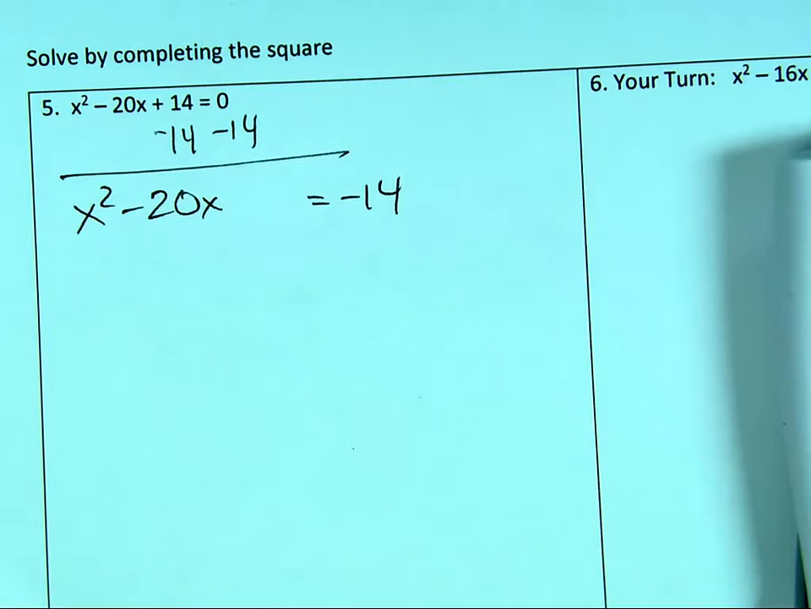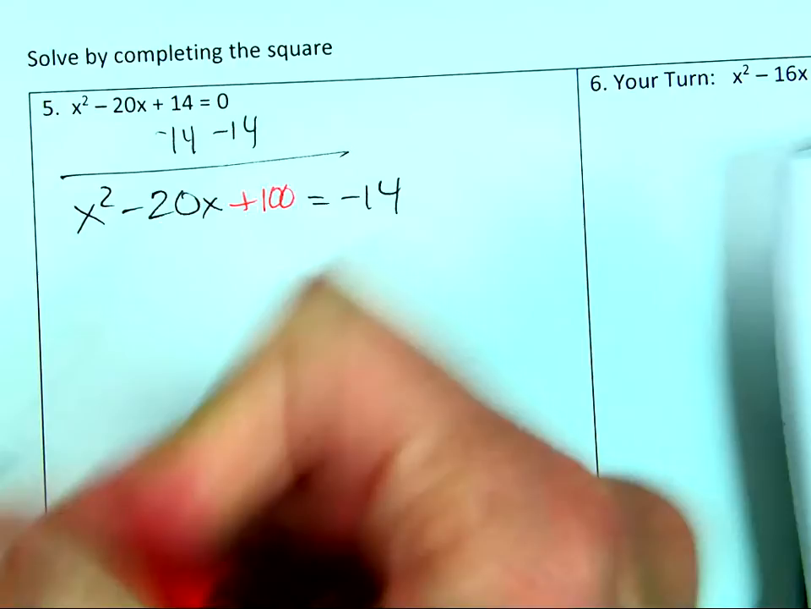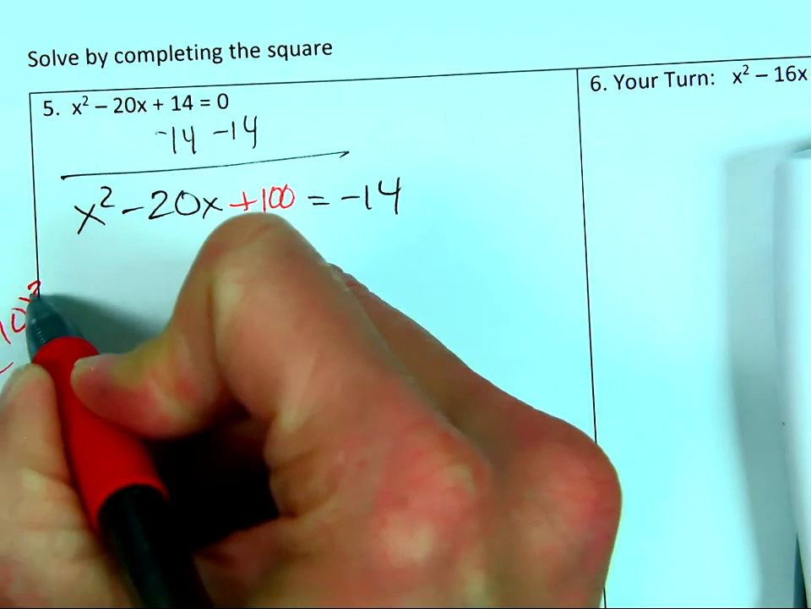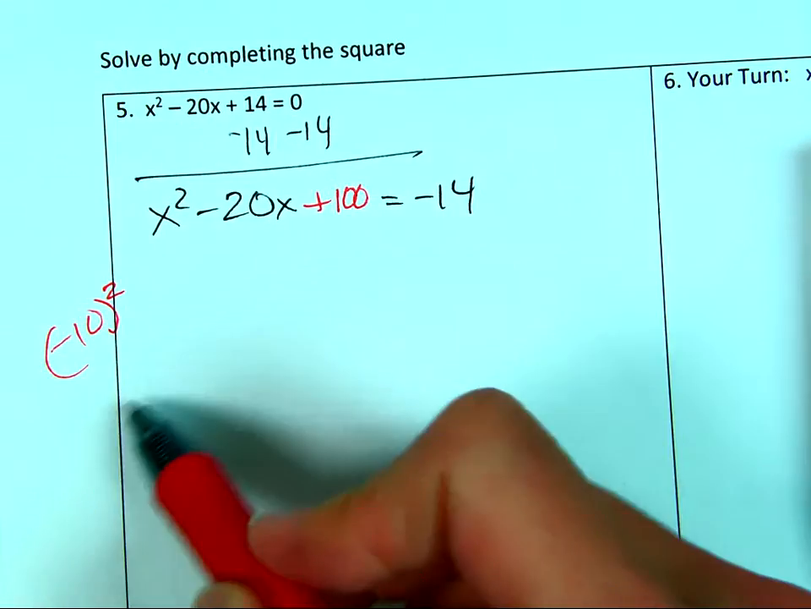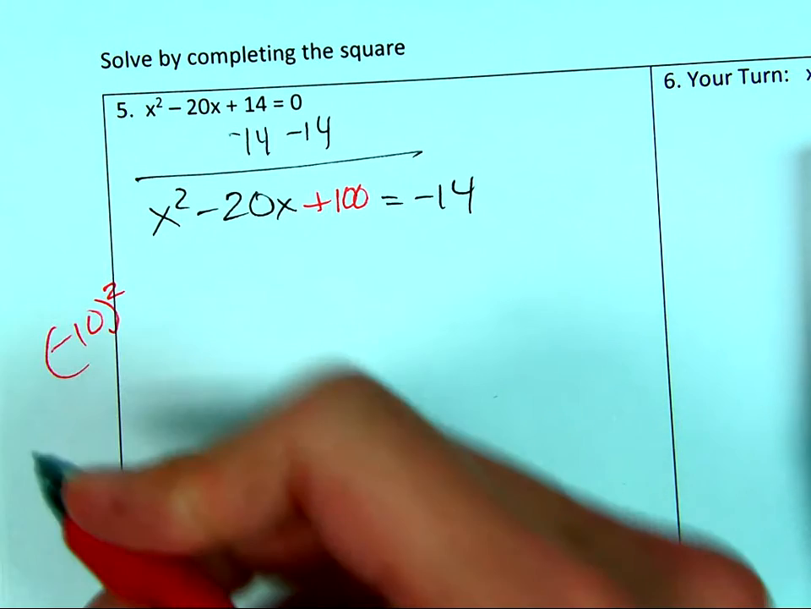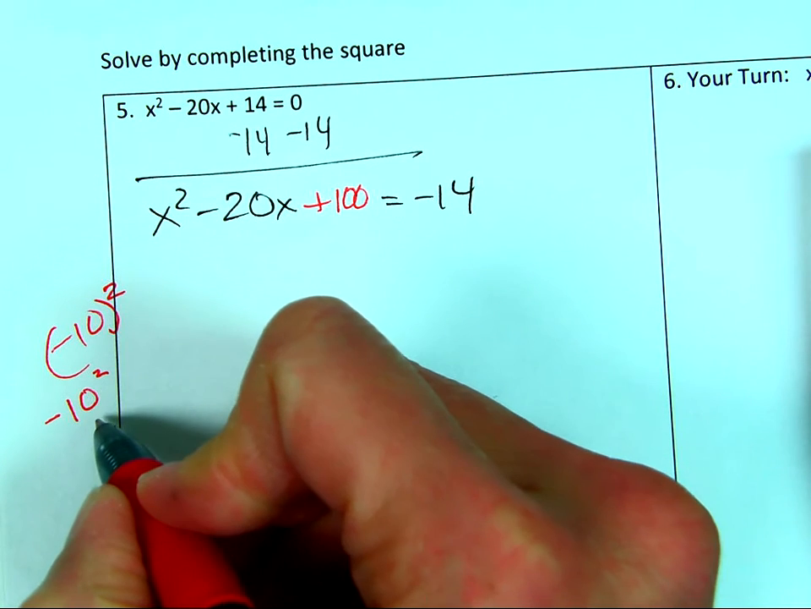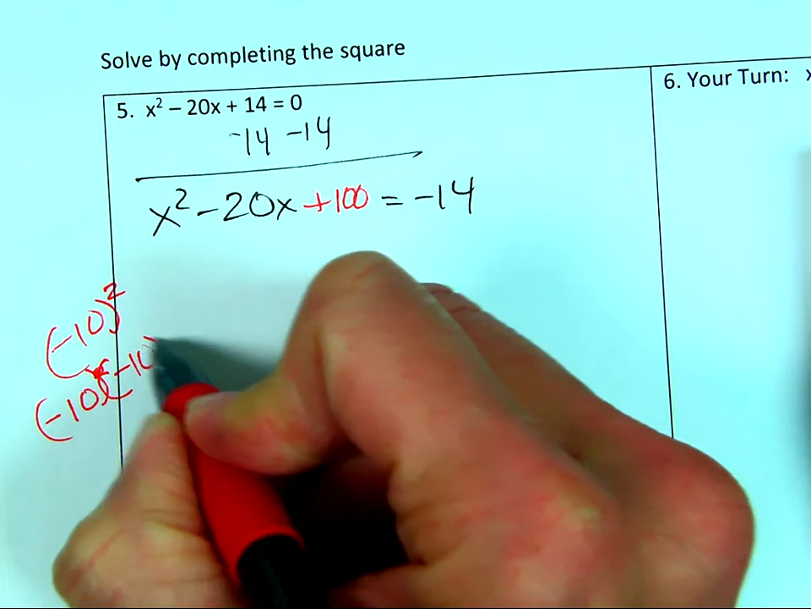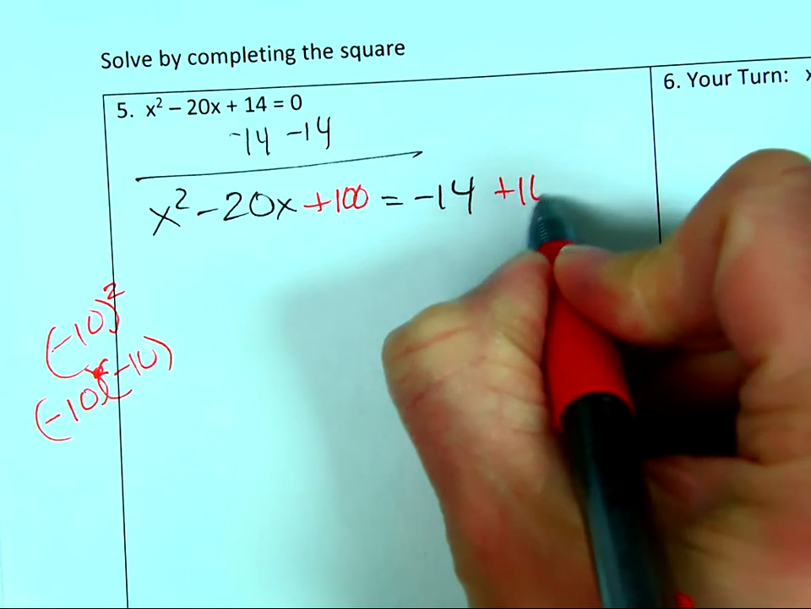Then I'm going to take half of b, which is 10, and square it. It's negative 10, but when I square it, I get a positive. So negative 10 squared is going to equal 100. The mistake some people make is they put this in their calculator, and some calculators will give you a negative 100. So just make sure you know that negative 10 squared means negative 10 times negative 10, and the negative times the negative is positive. So that's 100.